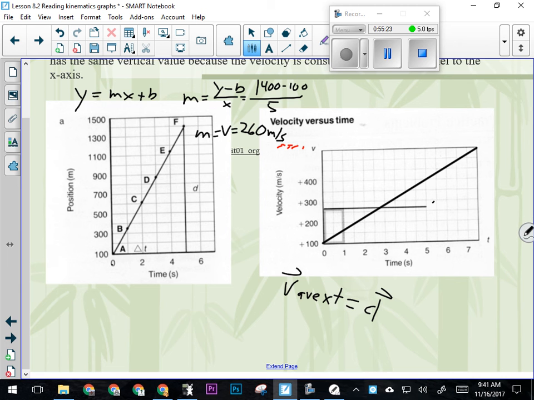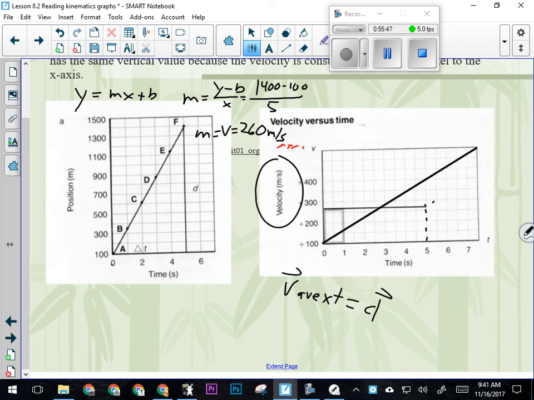No, I don't need a tangent because I don't have any curve. So here's what I'm going to do. When I calculated the displacement for this line, I just calculated the area. I went base times height. How do I calculate the area of a triangle? Base times height over 2. Okay. Well, what's the height? What's the height measuring?